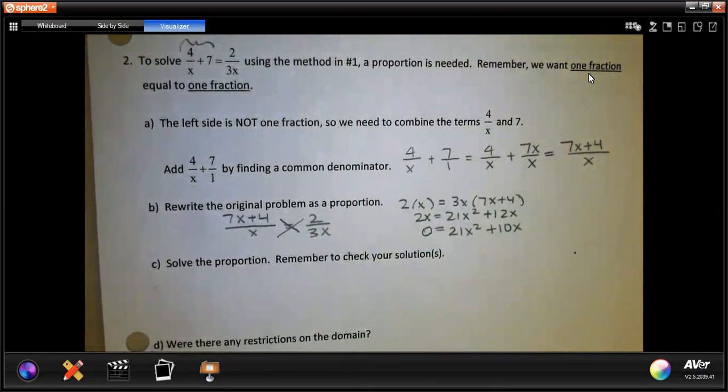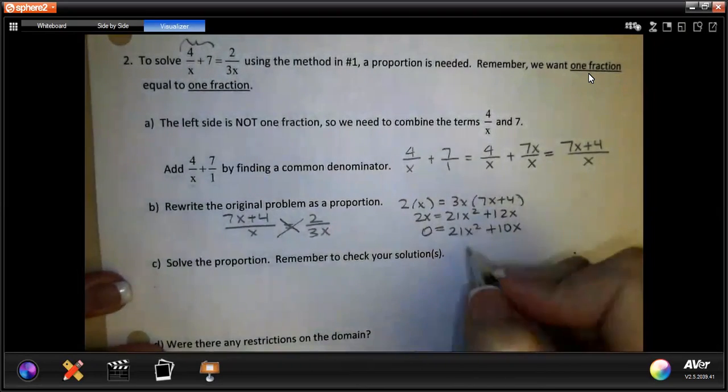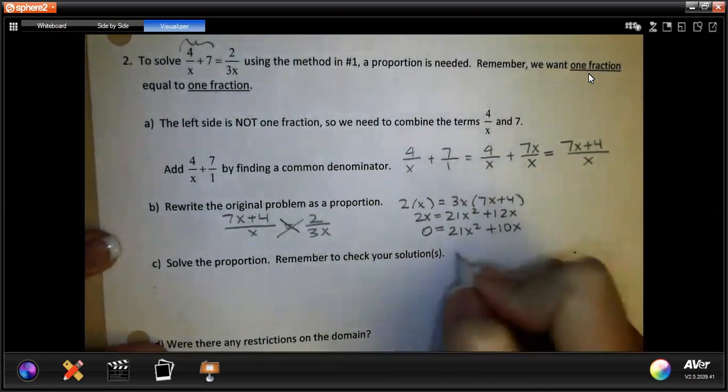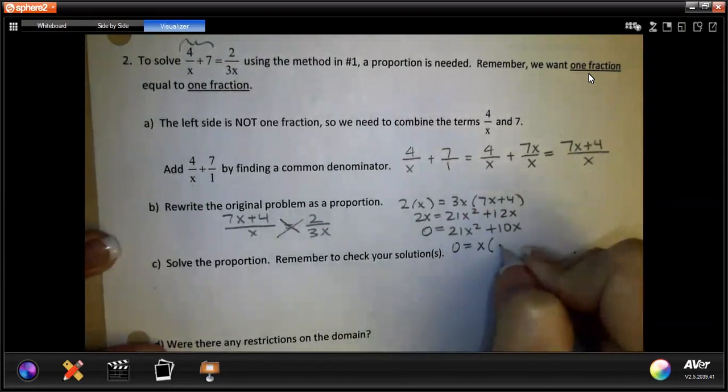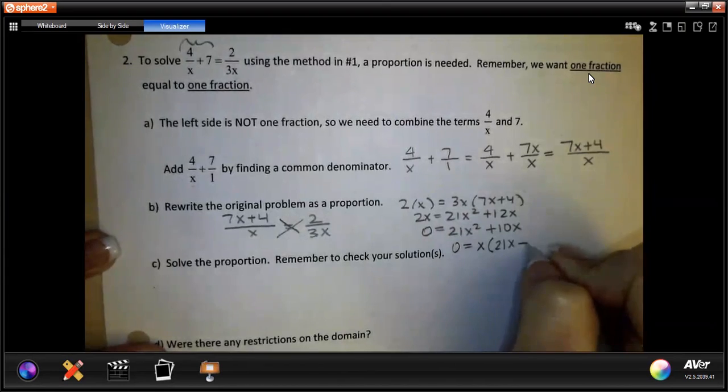Now, since it's a quadratic, we have different methods that we use for quadratic to solve. We solve by factoring, we solve by quadratic formula, we solve by graphing and finding the zeros. You can do any one of those now to solve this quadratic. We're back in that section basically. I'm going to factor here. We can factor out an x, and so we get 21x plus 10.